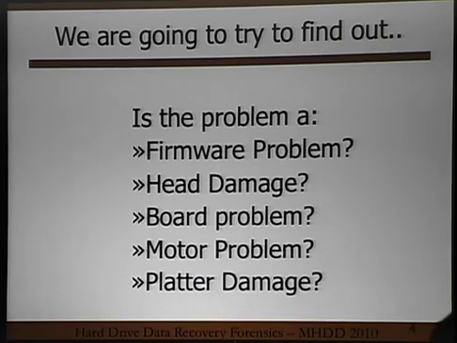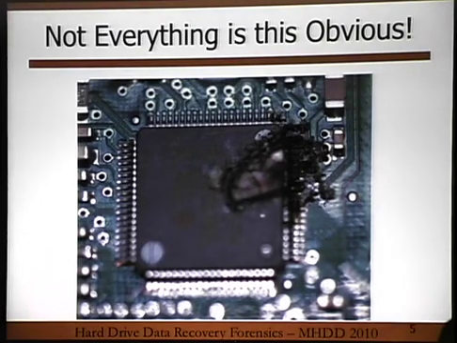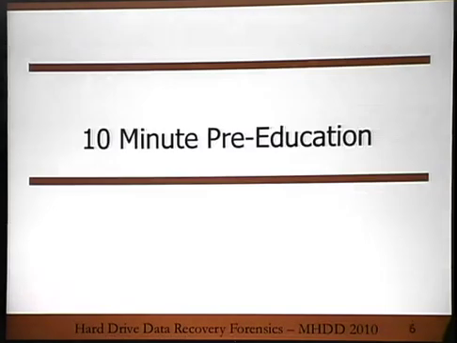So do you have a firmware problem? You've got head damage, board problems, motors, things like that. Where do you start? Where do you stop? And then do I actually have platter damage? So it's not always going to be this obvious, okay? This is obvious, and if you're doing this, we're going to be dealing with some soldering. You can't just swap boards in some cases, and there are going to be some chips that you have to solder in certain cases. There are certain drives that you can just swap boards, but we're going to talk about those.